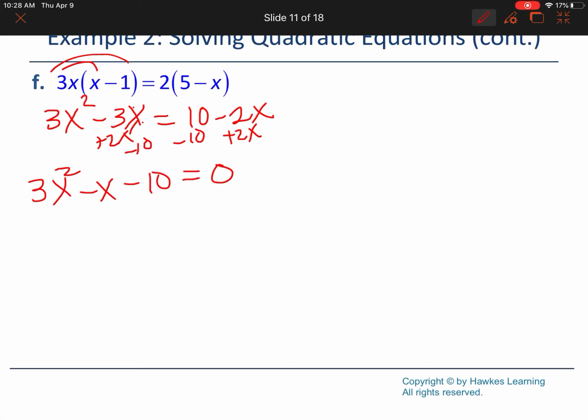So now we're going to multiply the 3 and the negative 10. So I got negative 30. I'm looking for two numbers that multiply to be negative 30 but add up to a negative 1. So there's one positive, one negative because it's negative 30. You have to be only one apart. So that's going to be negative 6 and positive 5.